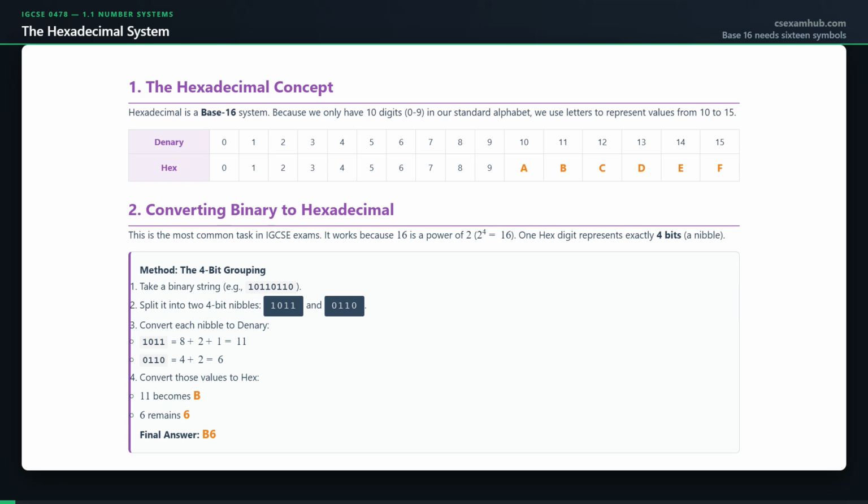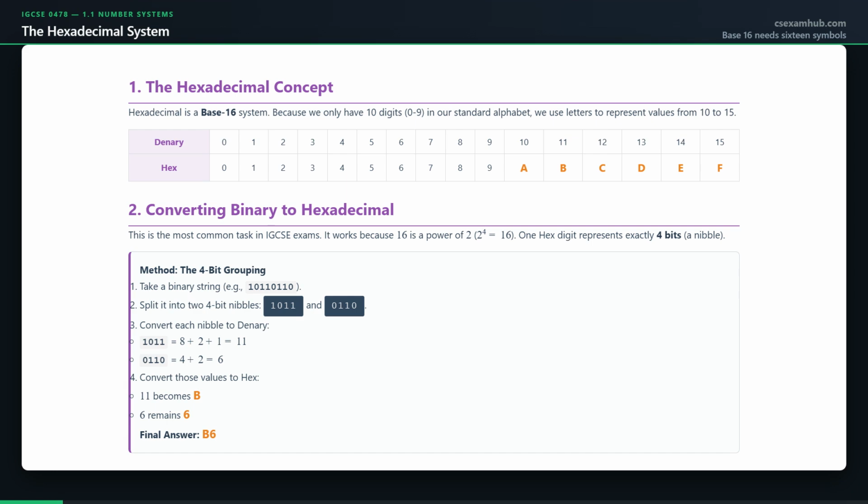Hexadecimal is base 16. Apply the rule we established earlier and you immediately hit a problem. In any base n, the digits run from 0 up to n minus 1. So base 16 needs 16 distinct digit symbols running from 0 all the way to 15. But we only have 10 digit characters to work with, 0 through 9. We are 6 symbols short.